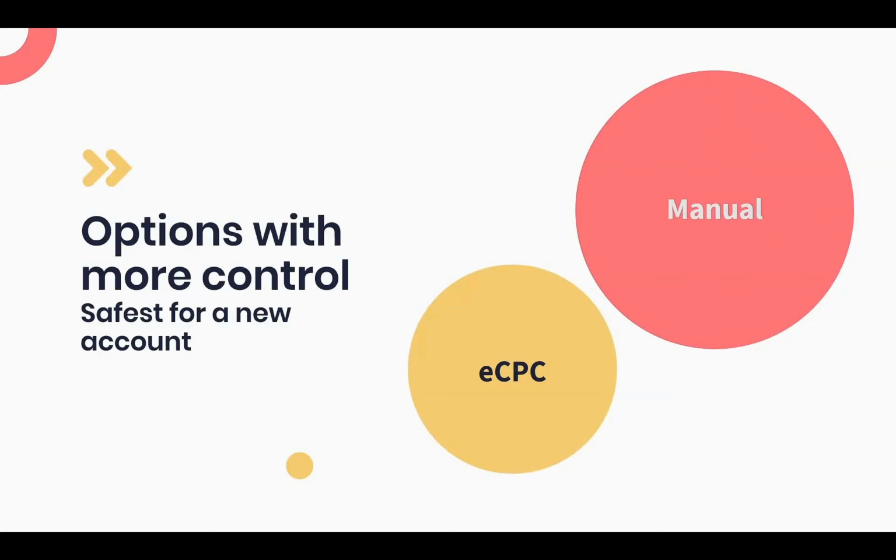Manual bidding is exactly that. It's completely manual, so no automation is involved. You would set your CPCs and then you control them. So if you want them to change, then you would have to change them yourself. Or you could also set something called eCPC, which is enhanced CPC.